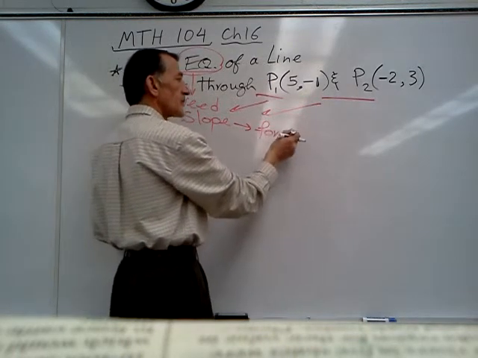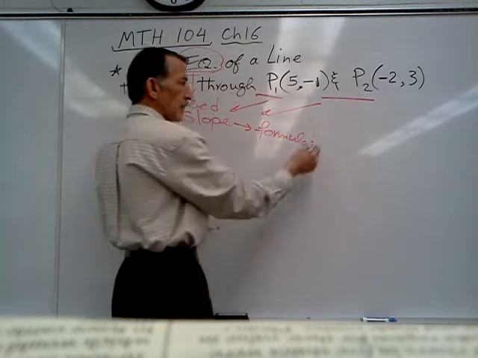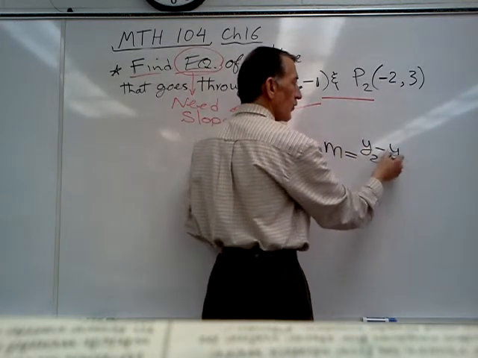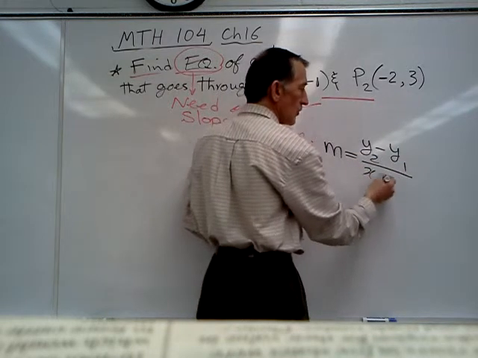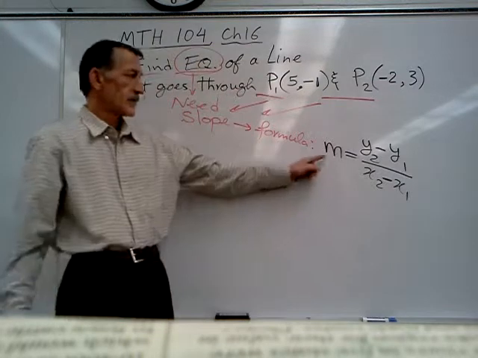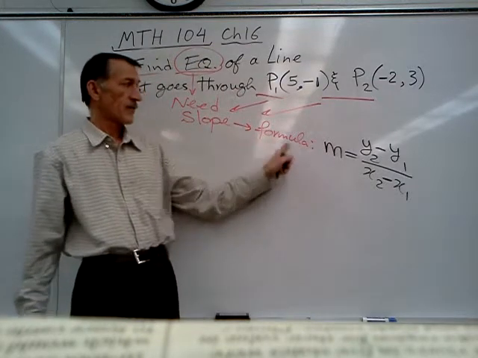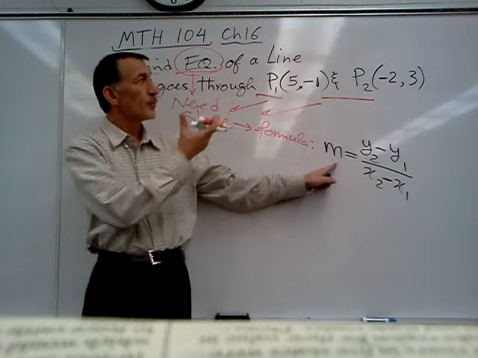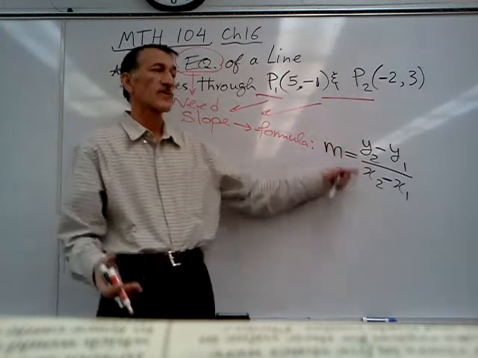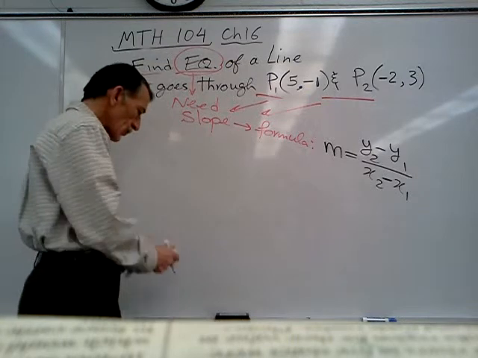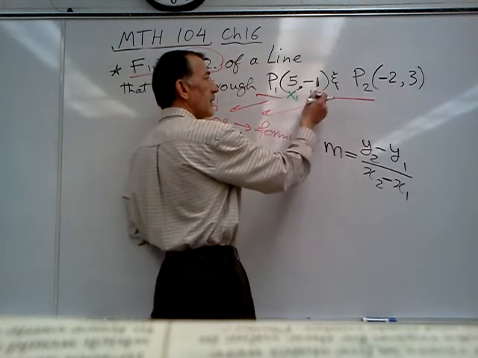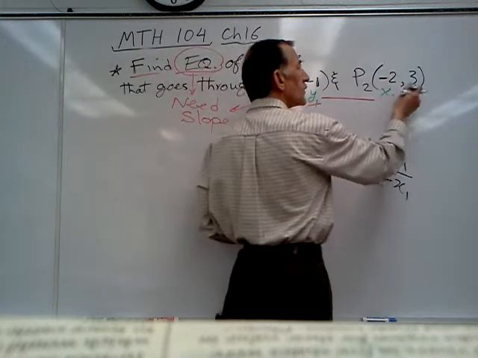The formula for a slope says m is equal to y2 minus y1 over x2 minus x1. Now, m is the slope. The formula of the slope having 2 points is easy, y2 minus y1 over x2 minus x1, which is rise over run. Now, you need to label your points. The first one is x1, y1. The next one is x2, y2.